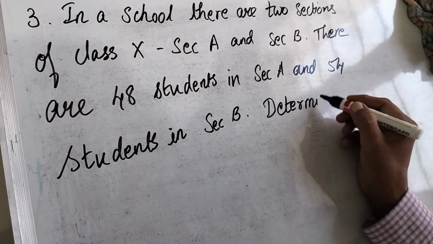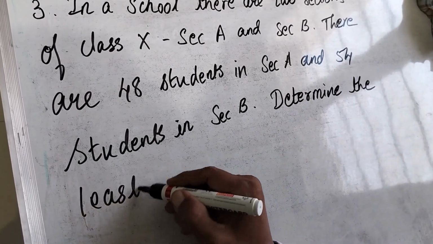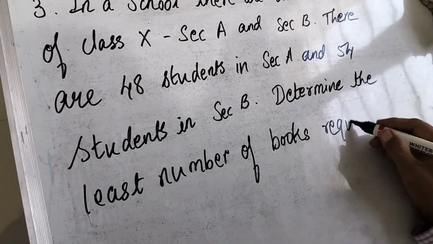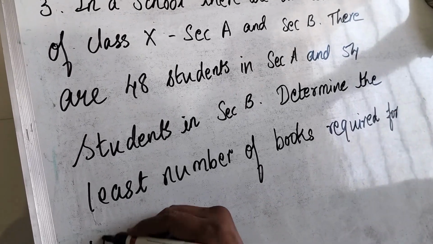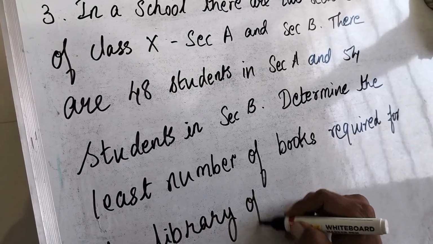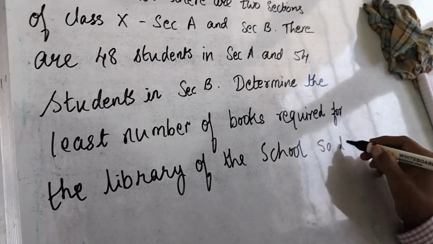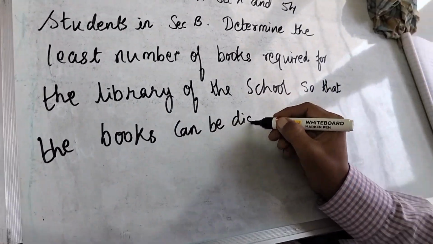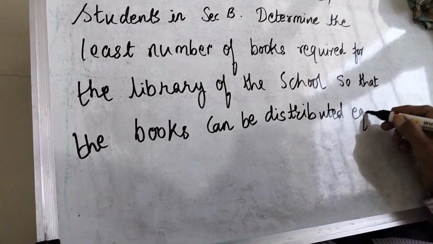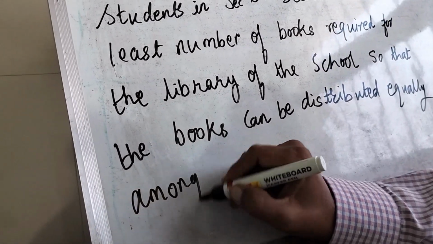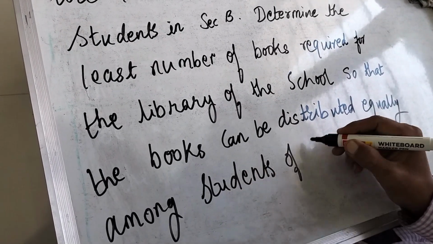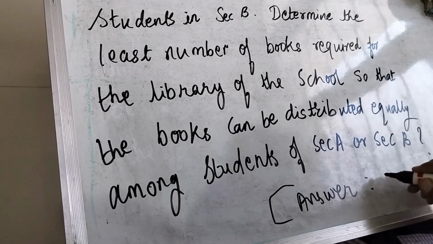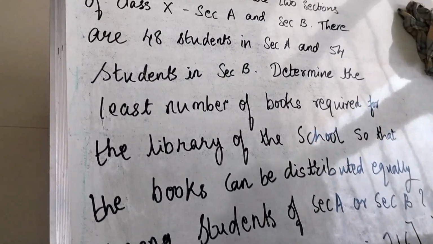Determine the least number of books required for the library of the school so that the books can be distributed equally among students of section A or section B. Your answer for this will be 216. I repeat the question, you can note down again.